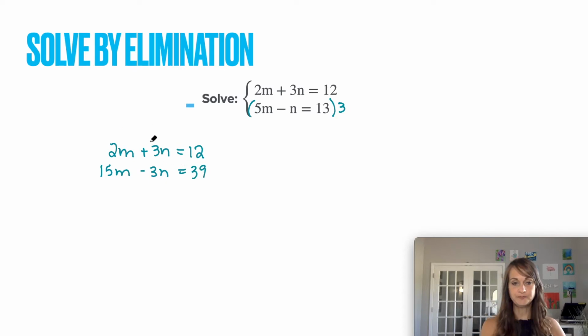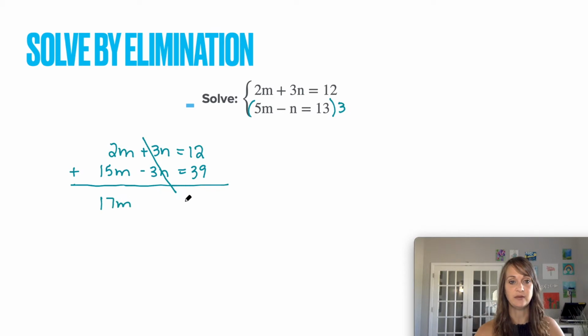Now that I have found a variable that has the same coefficients and opposite signs, I can go ahead and eliminate them. If I was to add these two equations together, 3n and a negative 3n give me 0n, which cancels. 2m and 15m give me 17m, and 39 and 12 give me 51. I now have a single variable that I can solve. So we are going to do that by dividing by 17, and m equals 3. That is one of our variables.